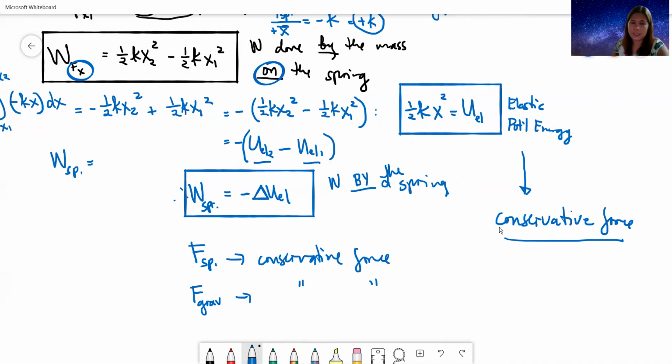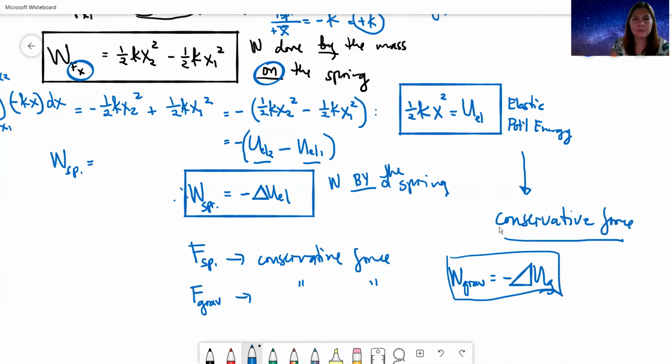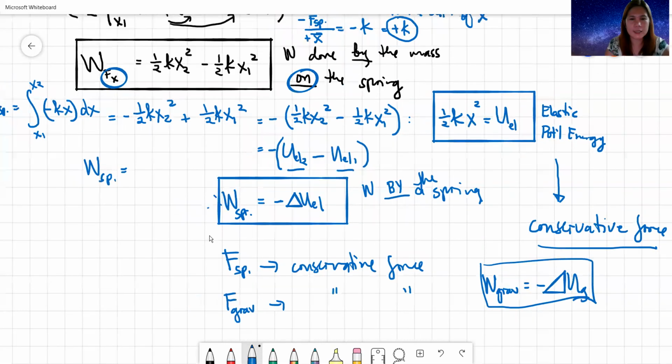So kung titingnan natin dito, the work by this conservative force, it's always changing the potential energy of a certain object. Okay? Whether it increases the potential energy or it decreases. Kaya later, we will also see that the work done by gravity will also be the negative of the U gravitational. So, hindi siya U-elastic, kundi U-grav naman. Next, ano na yan? Later video na yan. Okay? Now, I'm almost done.